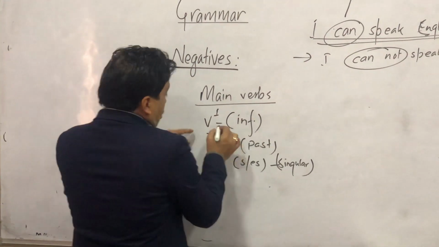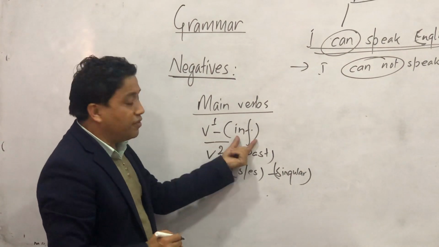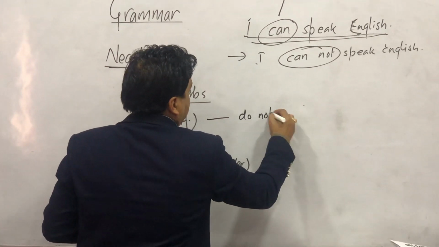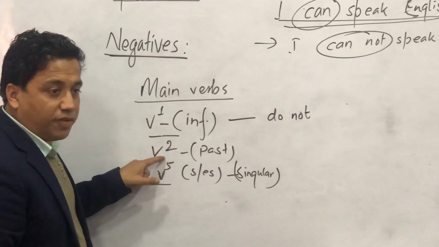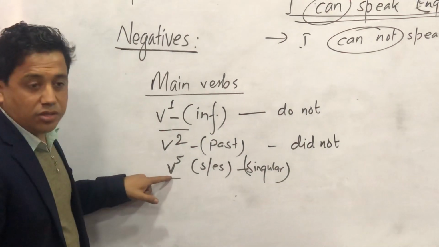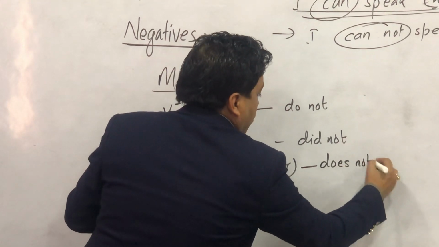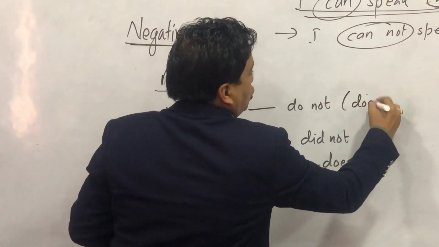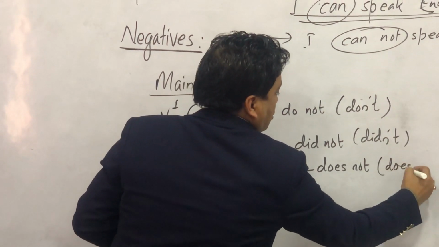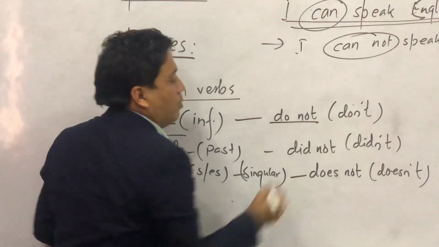Okay, let me give you, if you change this one or infinitive, if you want to make negative of it, you need to use do not. If you want to make the negative of past, you need to use did not, okay? And if you want to use this singular form into negative, you can use does not, okay? But you can sometimes use don't, didn't, and doesn't. Now if you want to use full form, you can use do not.